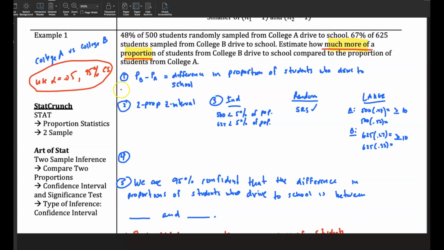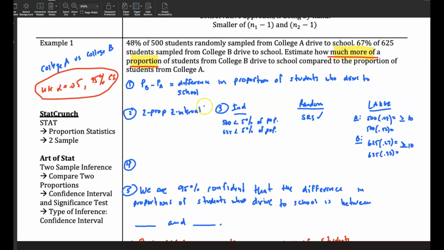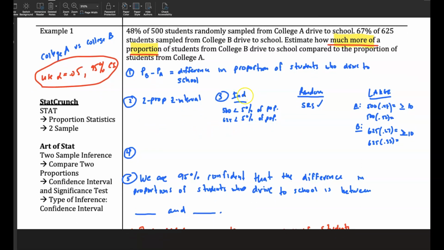Here are the steps. Again, you can review those back in past lessons, the steps of a confidence interval. First, we're trying to identify the difference in proportion of students who drive to school between college B and college A. And college B is first in this case. We're estimating that they're greater than college A. So, two proportion Z interval. We're going to use a Z statistic.